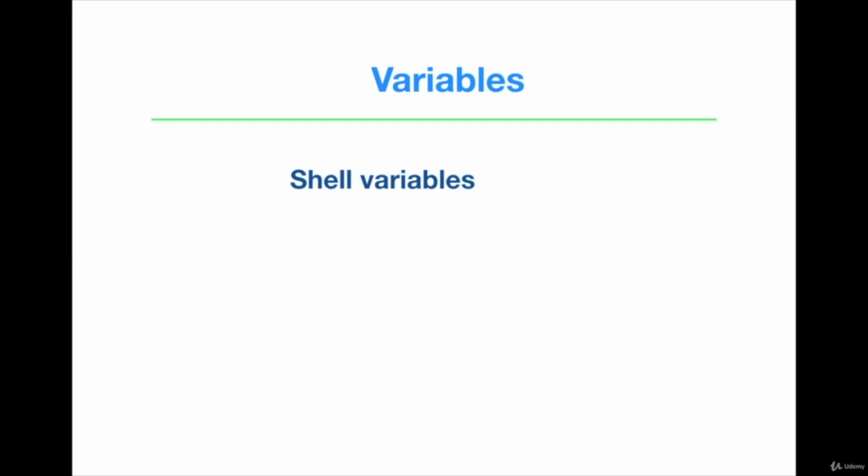There are two different variables in shell. One is shell variables. Shell variables are available to the current shell only. The second one is environment variables. These variables are available over the entire shell environment.